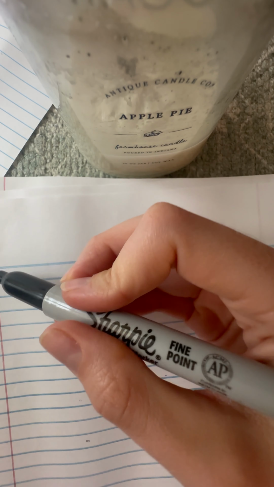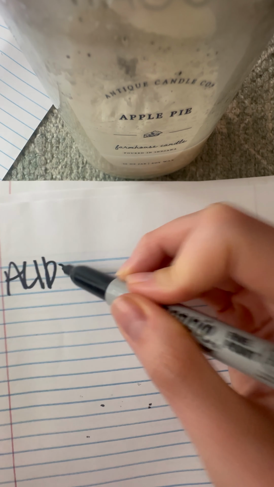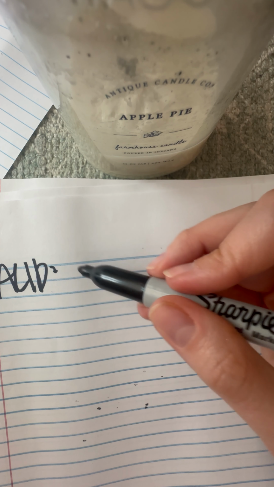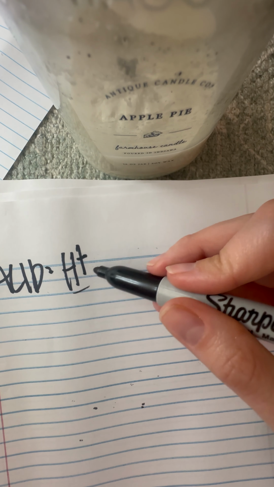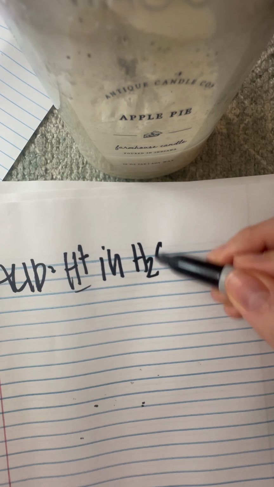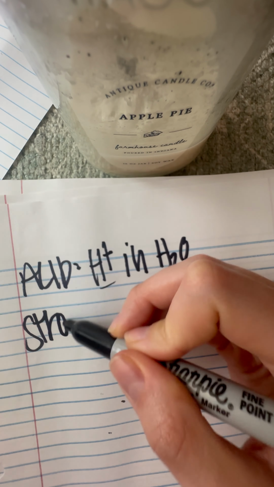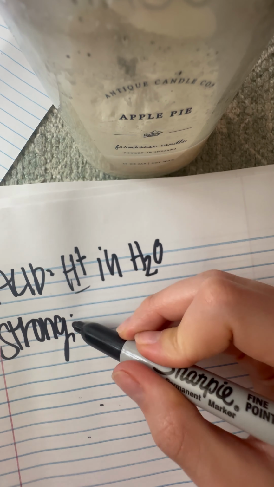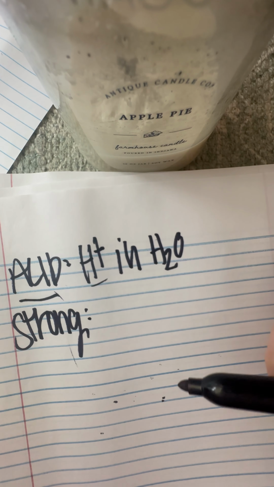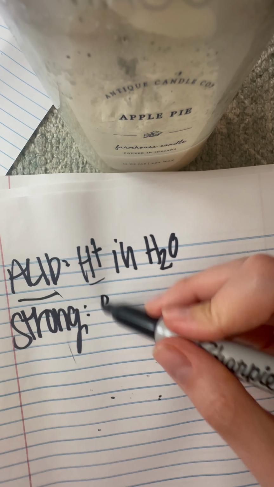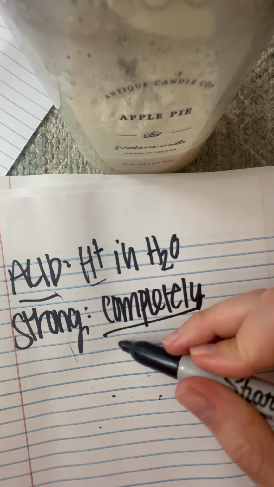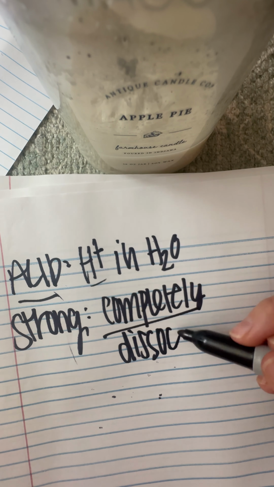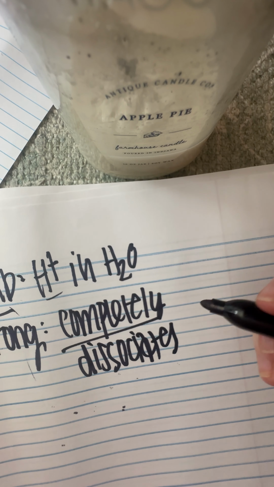So first I am going to define an acid. An acid is a substance that donates hydrogen ions, which is H+, when dissolved in water. A strong acid is one that completely dissociates, or breaks apart, if you will, in water.